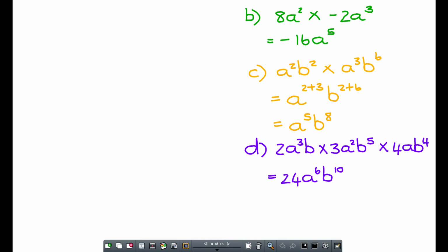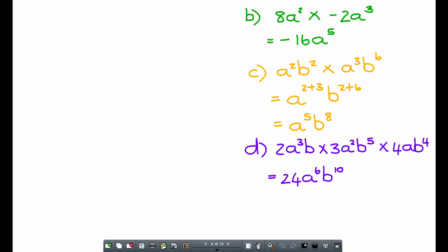Now have a look at C. a to the power of 2, b to the power of 2, times a to the power of 3, b to the power of 6. What I did is I grouped together the ones that have got the same base. So a squared with a to the power of 3. Those have got the same base, meaning I can add them. So that's how I get a to the power of 2 plus 3. You fine with that? Okay.